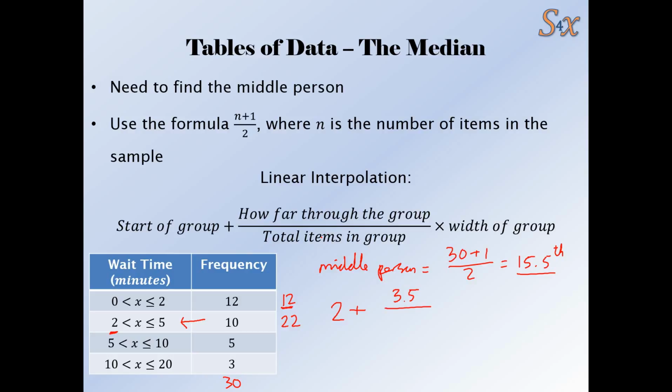I then want to divide it by the total items in the group, or how many things there were in the whole group. So there's 10 people in the group, and I only want to go 3.5 people through. I want to go 3.5 of the way through the group. And then I'm going to multiply it by how wide that group is. So the width of the group is from 2 to 5, so the width is 3. And if I type that in, I'll get an estimate for our median.